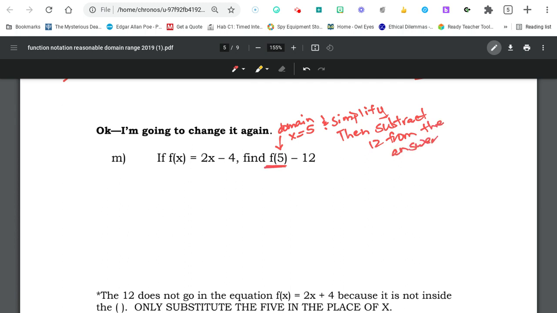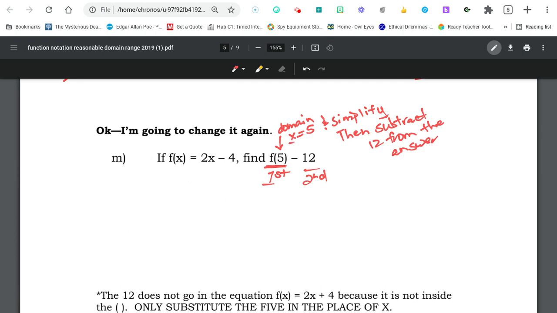And it tells me that first you're going to find f of 5, and then second, you're going to subtract 12. So it's kind of like two steps. So first, let's find f of 5, then subtract 12. First, you're going to find f of 5, and then you're going to subtract 12.